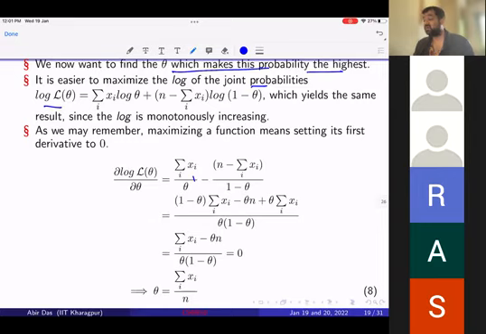Then you just do the gradient computation, and if you set it equal to 0, you will find this form: the sum of the x's divided by n, right?